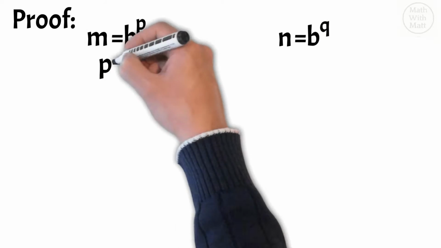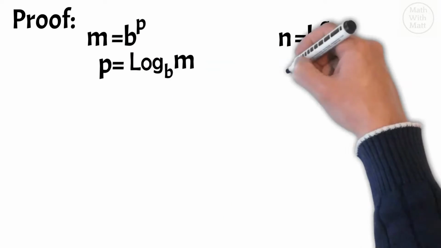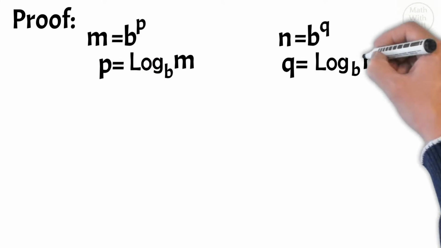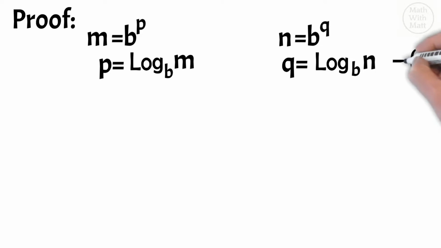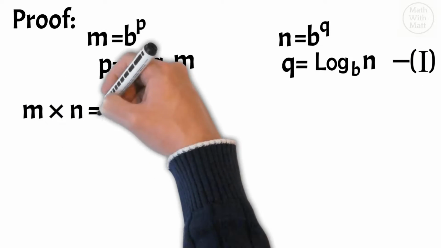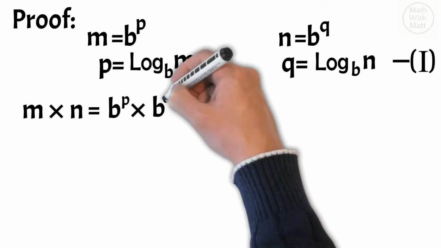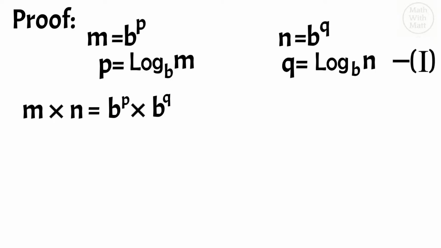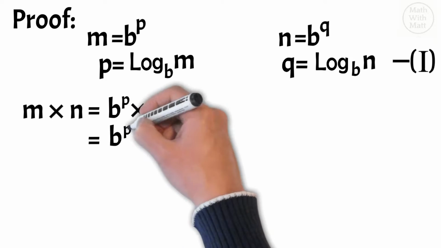Moving ahead to see the proof of this LOL, we use 2 numbers, m and n, where m is b to power p, and n is b to power q. And their respective logs can be given as follows. And we state this as equation number 1. Now we multiply m and n. And as we had seen earlier in laws of indices, product of 2 same numbers with different powers leads to the addition of their powers.